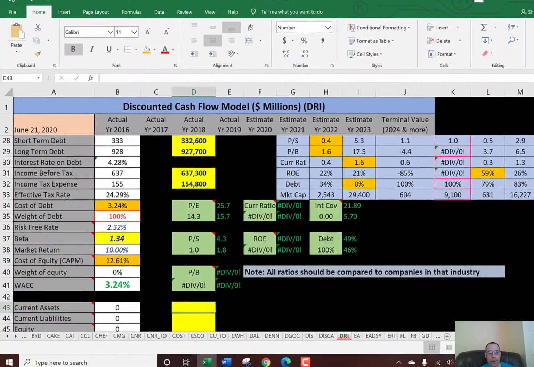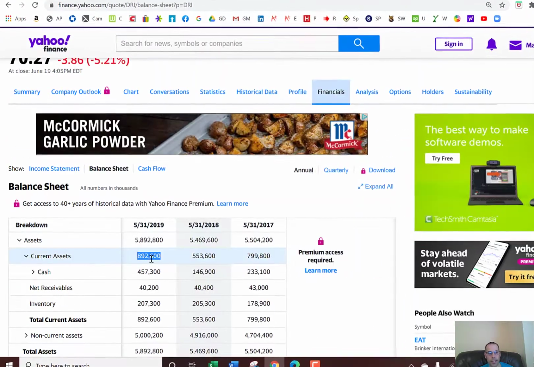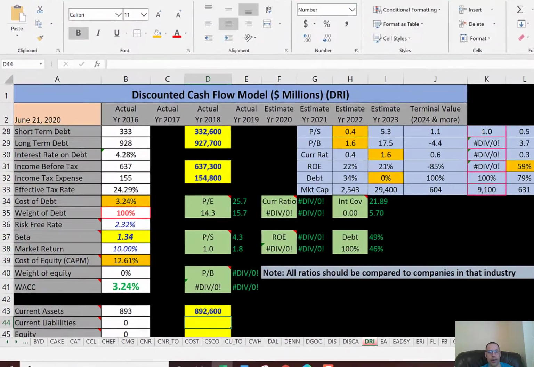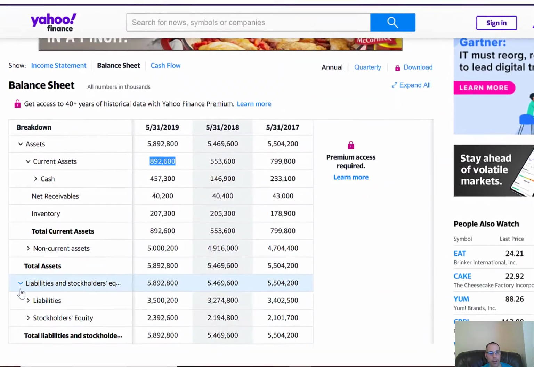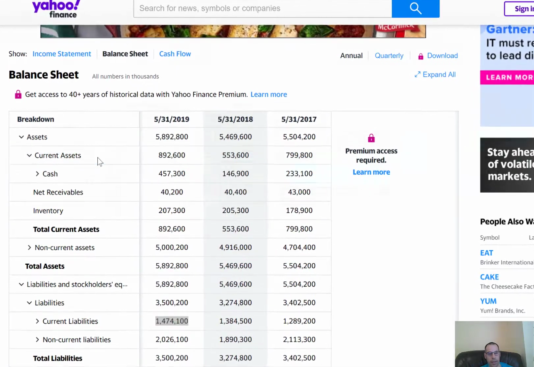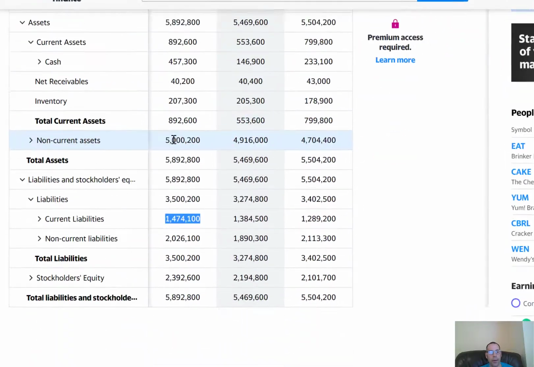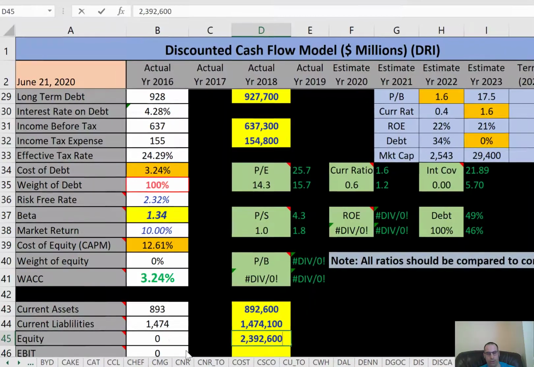Let's get their current assets. We'll go back to the balance sheet for that. And current assets are cash, accounts receivables, and inventory. And they have $900 million of current assets. And current liabilities are liabilities that are due within 12 months. And that's $1.5 billion. And let's get their equity. That's the total assets minus total liabilities, and that's $2.4 billion.